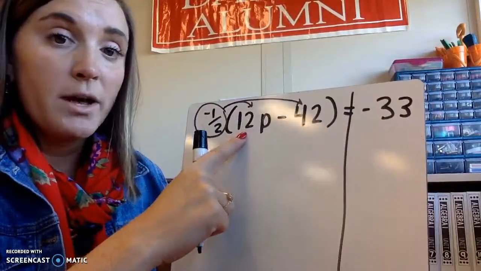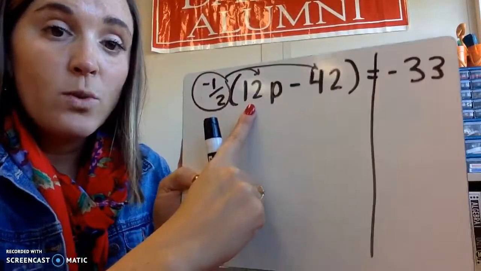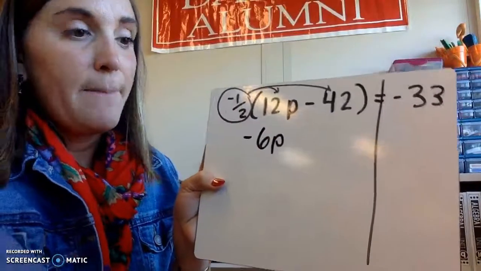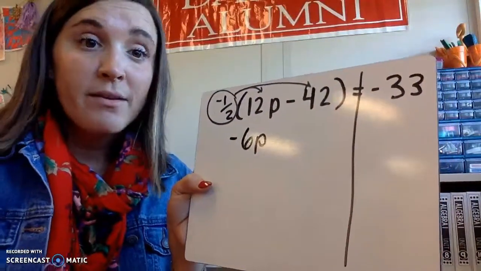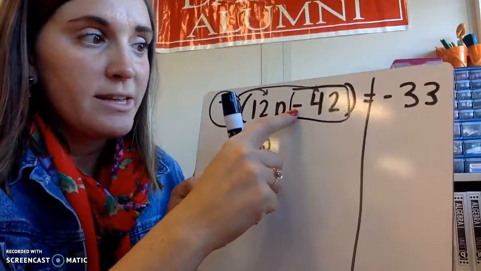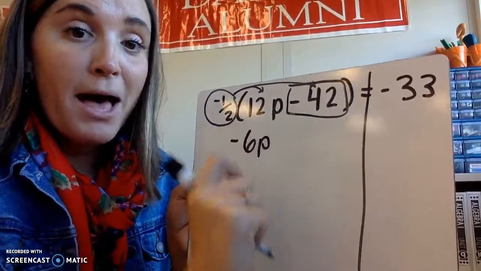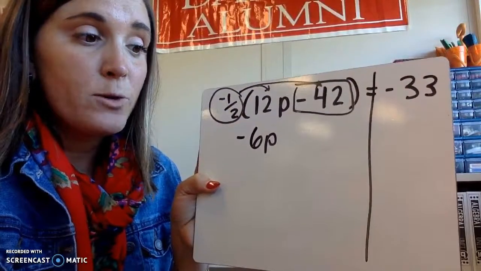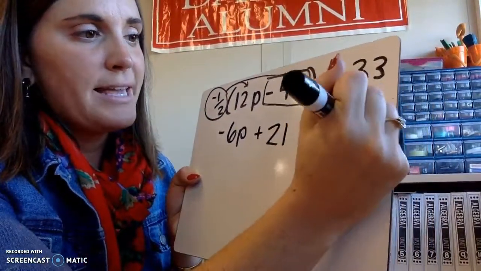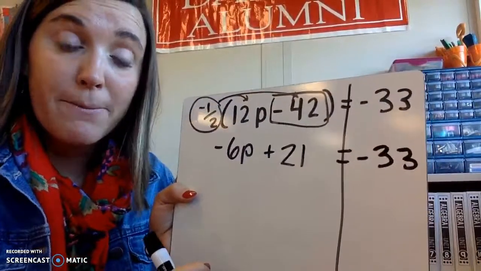Negative 1 times 12 is negative 12. Negative 12 divided by positive 2 is negative 6, and then the p is still beside that. Negative 1 times negative 42, I'm going to treat that subtraction like a negative, is positive 42. Positive 42 divided by 2 is 21. Equals negative 33. We've got ourselves our two-step equation.